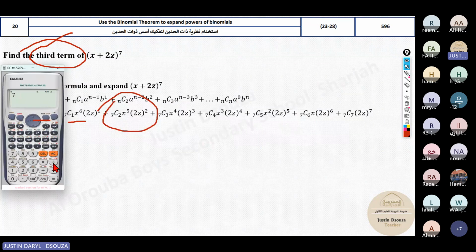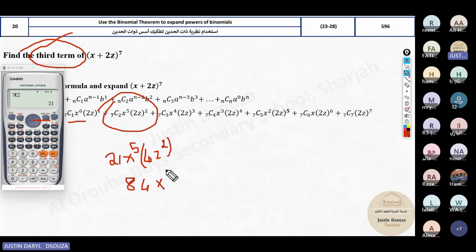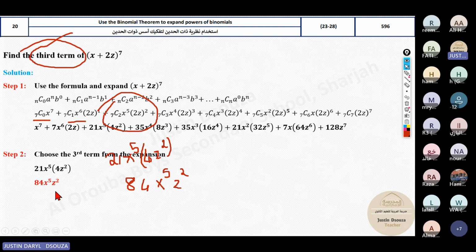7C2 multiplied, okay, sorry, just write the number: 21 x to the power 5, and 2 squared will be 4. This will be multiplied and z squared. Now what happens? 21 times 4 is 84. And the answer would be 84 x power 5, z power 2. Z or z, it's the same. So the answer is this one.